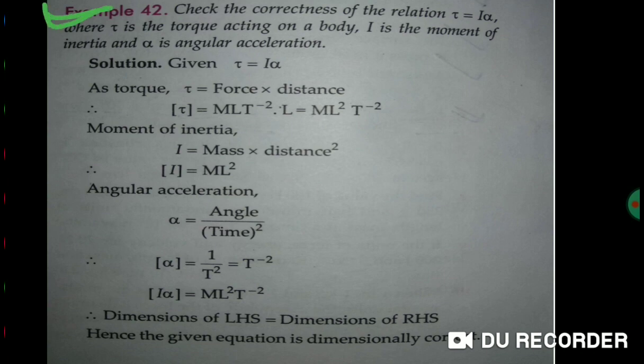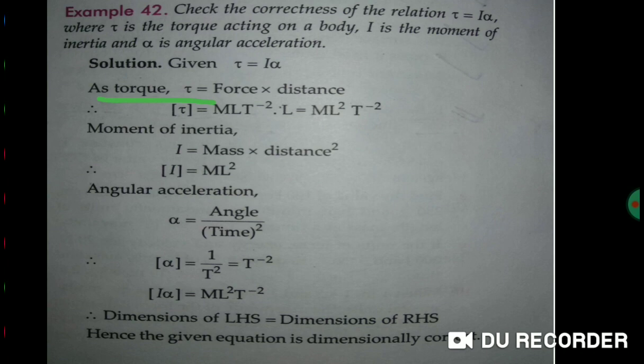Check the correctness of the relation tau equals I alpha. This symbol is for torque, which has the symbol tau, where tau is the torque acting on a body, I is the moment of inertia, and alpha is angular acceleration. So again we are taking the solution. The equation is given over there, which is tau equals I alpha.